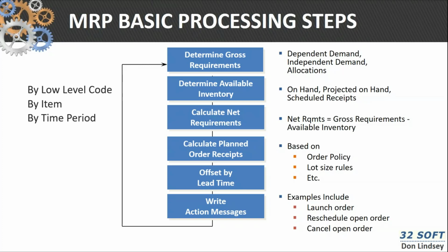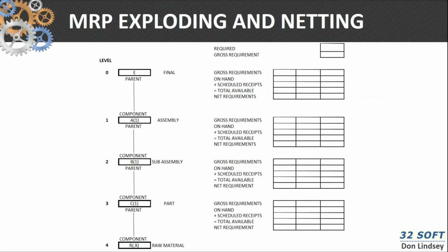This is done by low-level code. We'll talk about low-level code in just a second. By item, by time period. So if you were to look at an example of this MRP explosion, if we've got a requirement for level 0, parent E, that means we have a gross requirement at level 1, component A1. So the gross requirement or the net requirement of the parent becomes the gross requirement of the component.